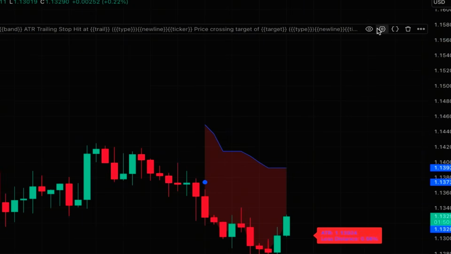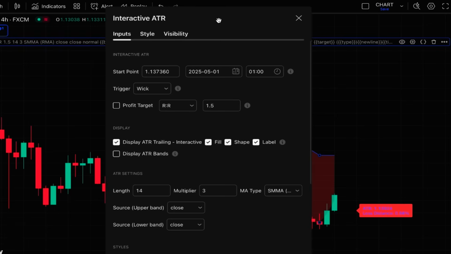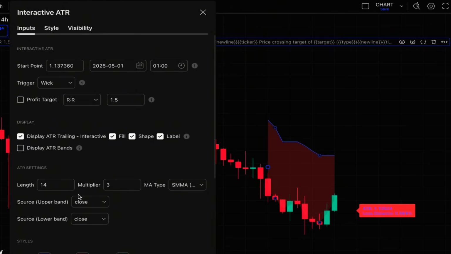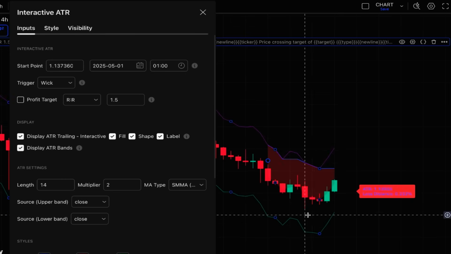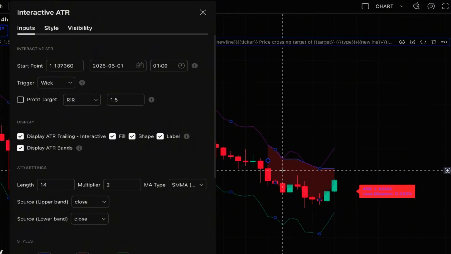If we go to the settings of the indicator, here in the inputs tab, for ATR settings, you can see that by default, the multiplier is set at 3. That's the reason that the line is very far from the price action. And if, for example, we set it at 2, you can see that the stop loss level became tighter and closer to the price action. Here also, if we check display ATR bands, similar to the first indicator, we have the bands above and below the price. So you can have the similar characteristic like the first indicator here by checking this one.